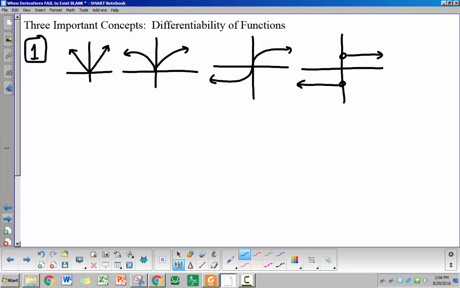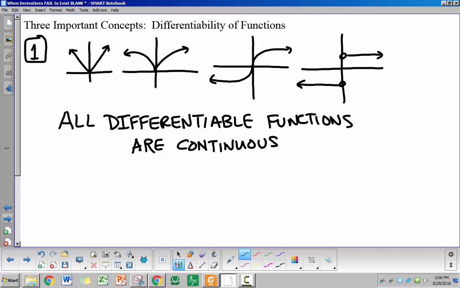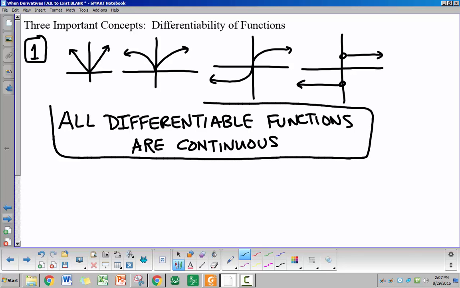And I'm going to make this statement. All differentiable functions are continuous. What about the converse? What does converse mean?